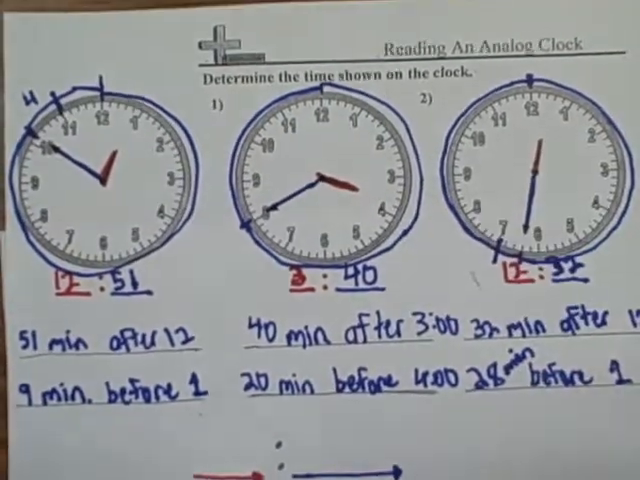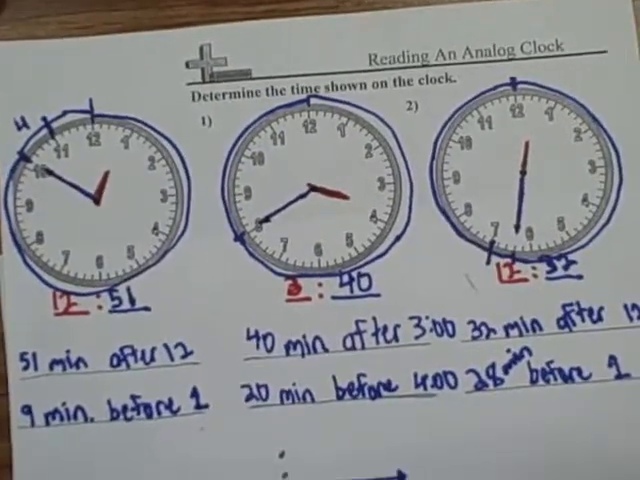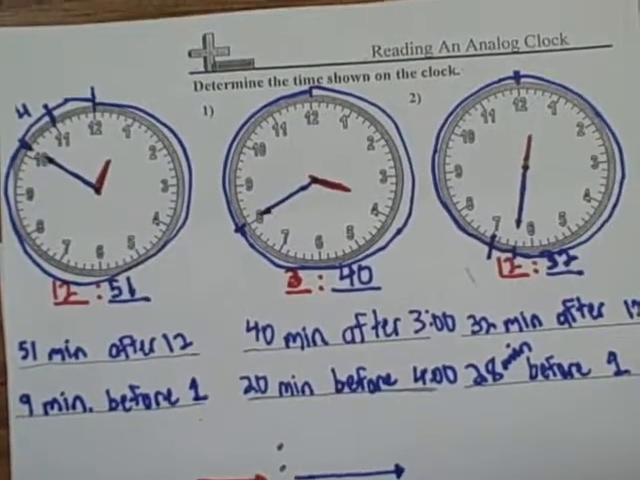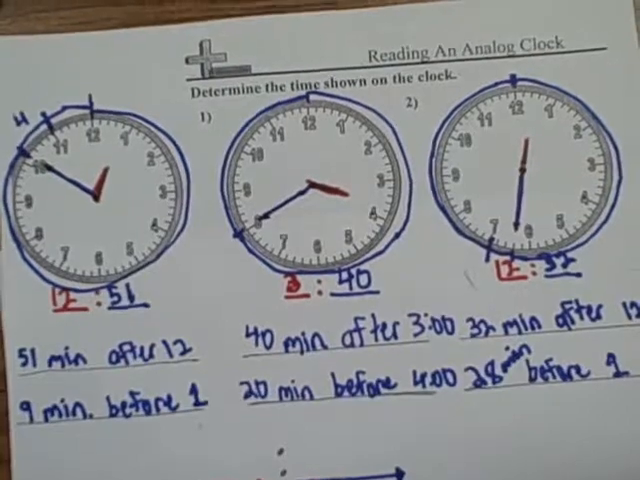So we told time using an analog clock, using our model of hours and minutes. Then we figured out how many minutes after the hour it was. And then we counted up to figure out how many minutes are before the next hour.